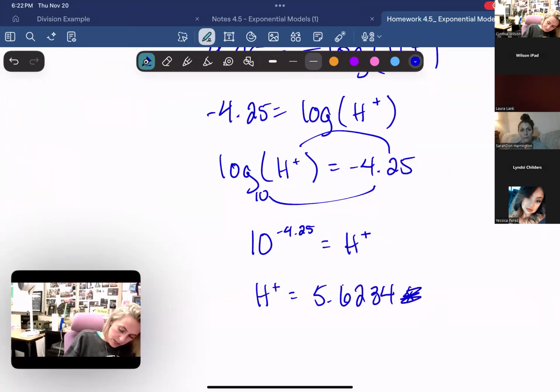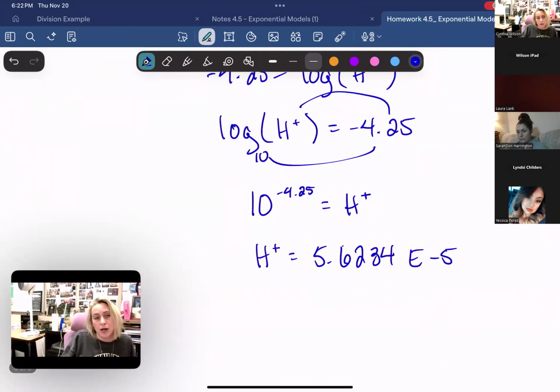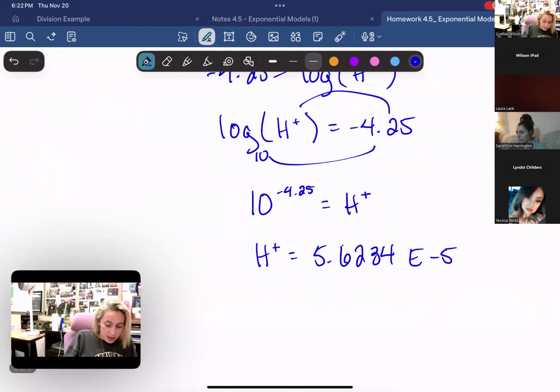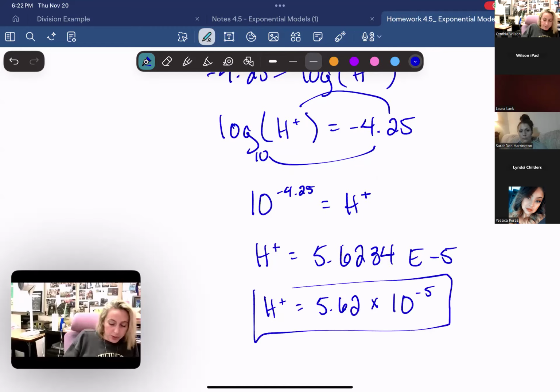And then it was E to the -5. So with this E to the -5, this is just its way of doing scientific notation. This means 5.62 times 10 to the -5. This is what it wants you to write in.